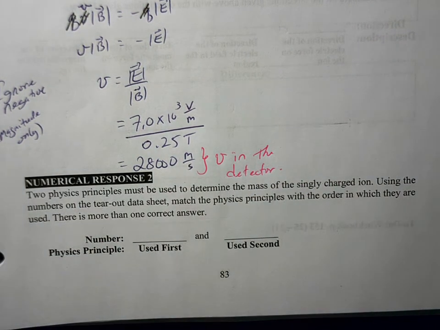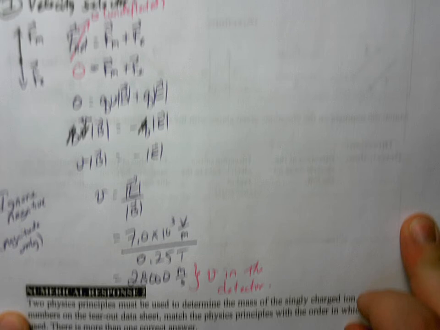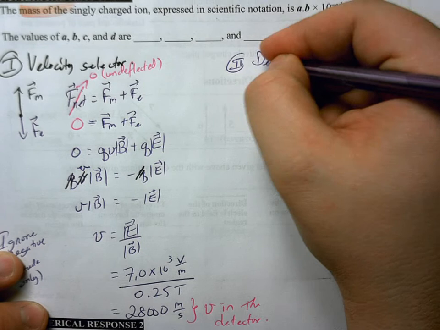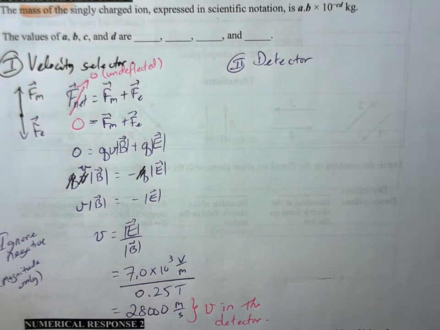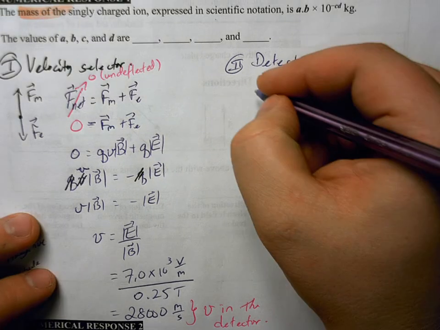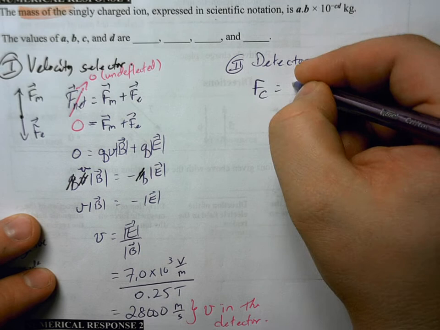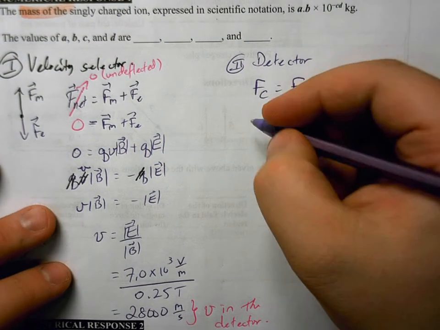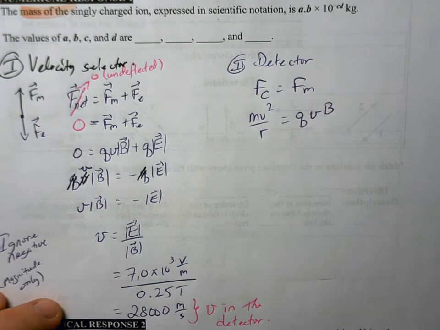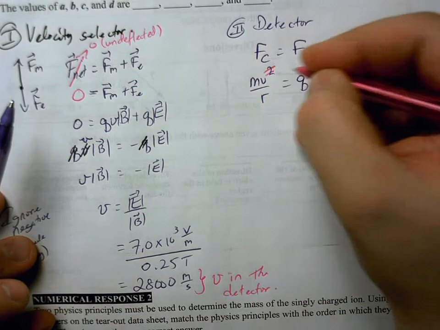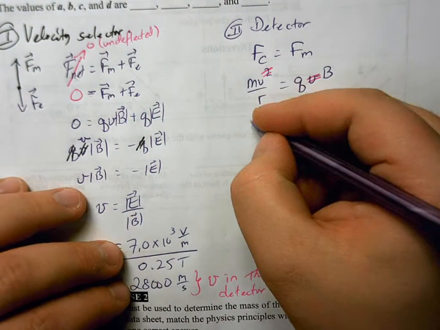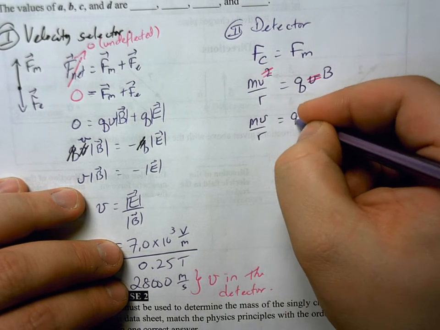Now we want to start to focus our efforts on the detector itself. So we're going to move from the velocity selector to the detector. In the detector, we know that this particle is going to undergo circular motion, so we know that the centripetal force is going to be provided by the magnetic force, or we know mv squared over r is going to be qvb. So we can get rid of the square and one of the v's. So I'm left with mv over r equals qB.